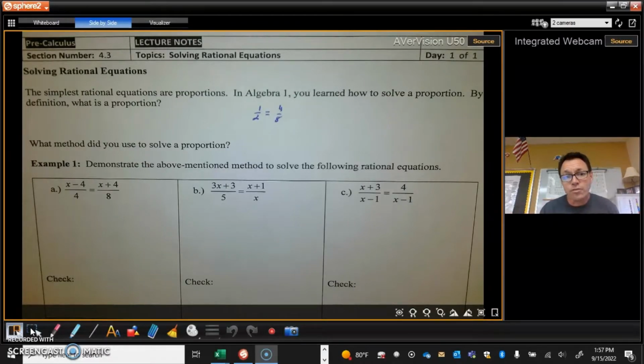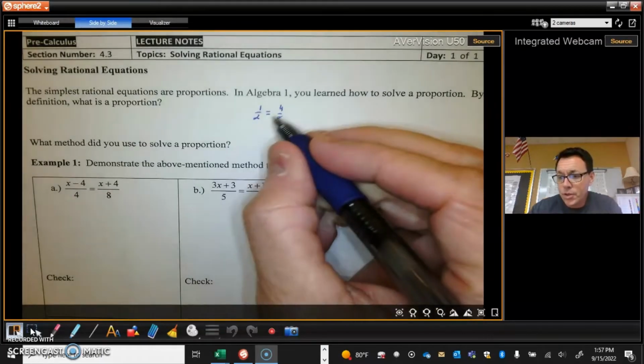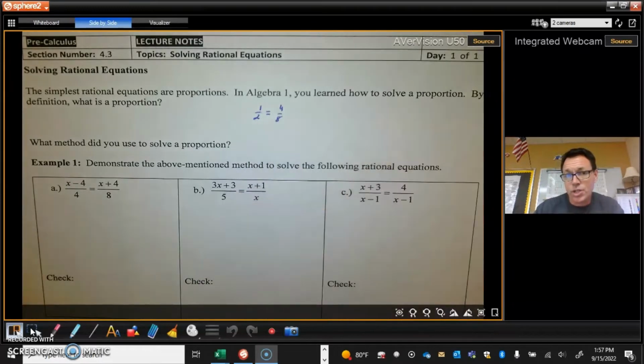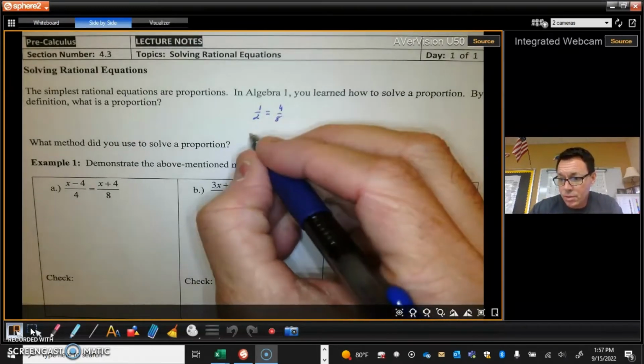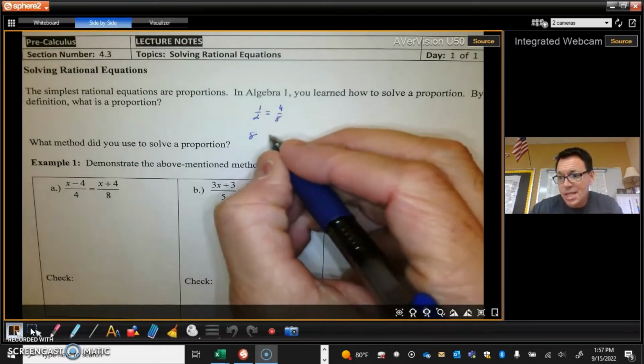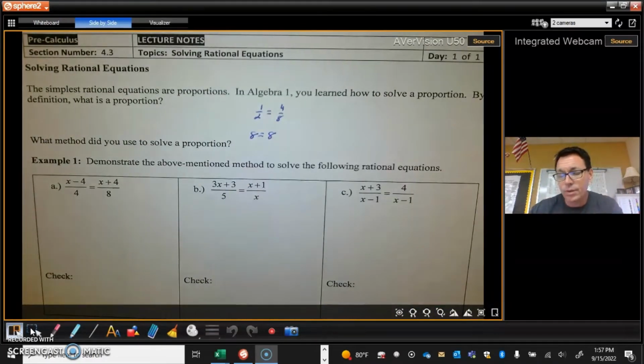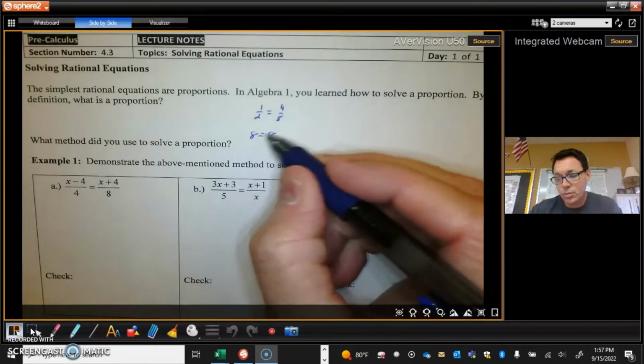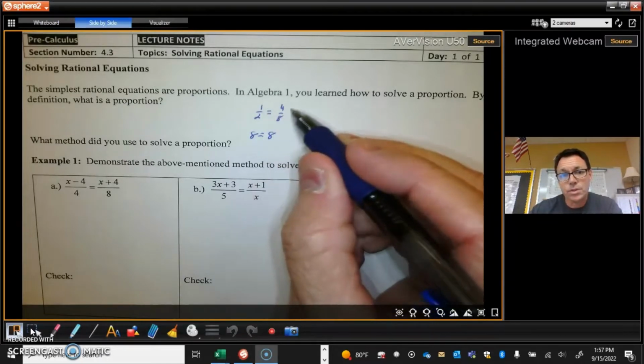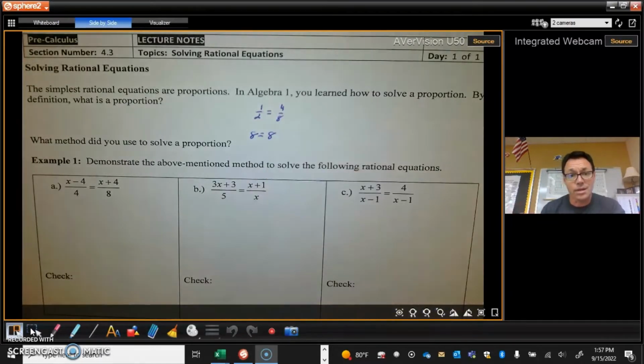When you solve proportions, you cross multiply. If you look at what are called the cross products of this proportion I created, 4 times 2 is 8, and 1 times 8 is 8. So the cross products are equal to each other. So this equation with no fractions is equal to this equation up here that does have fractions.